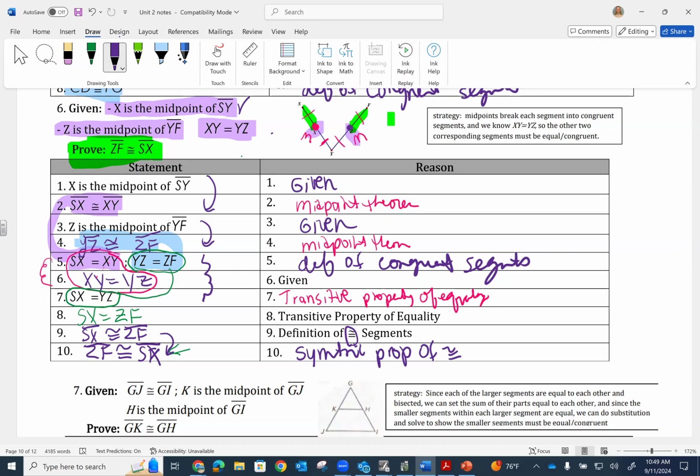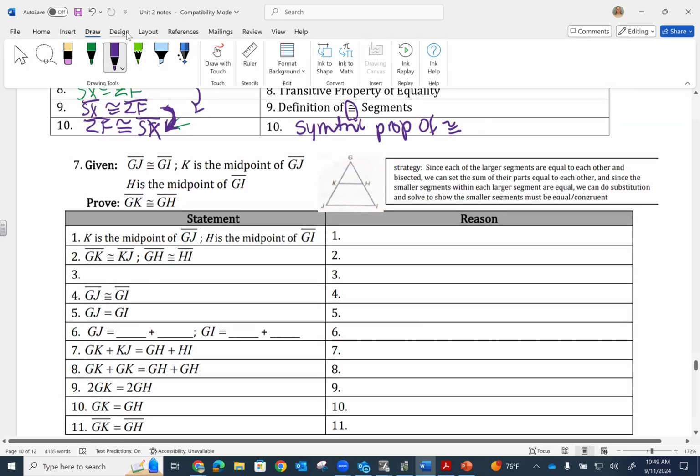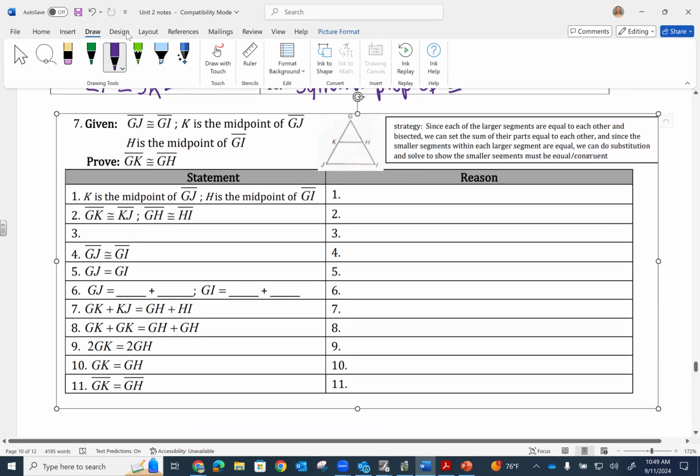Another thing is, could you go from here to here and say, yes, I did the definition of congruent segments to go from equal to congruent? And then could I go from here to here, flipping the sides of a problem? You can do the symmetric property for an equation or a congruent sign. So yeah, we're getting like big kids. This is a good thing. Okay, we've got one more to do.